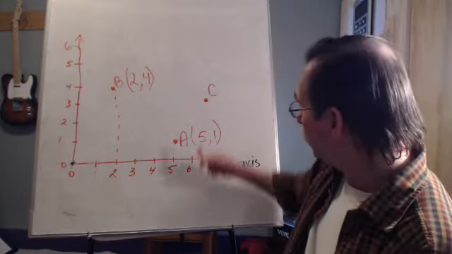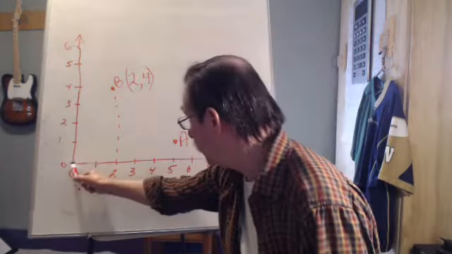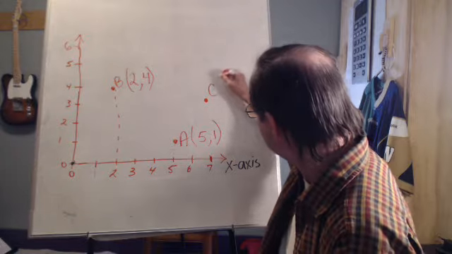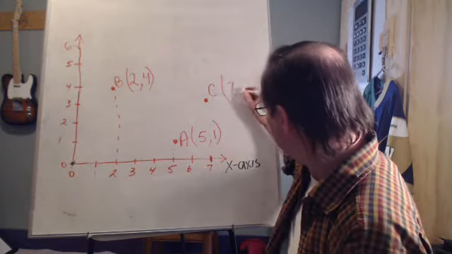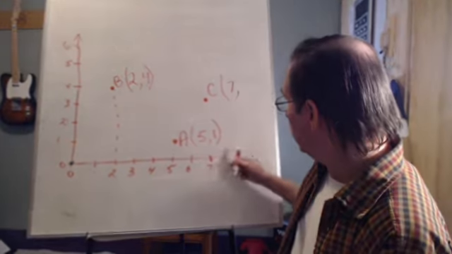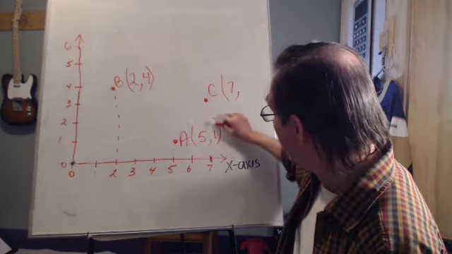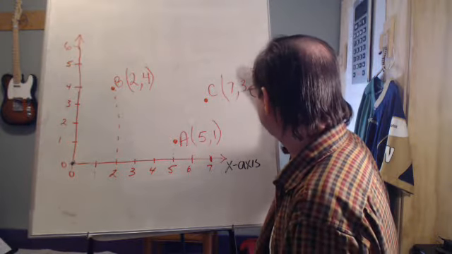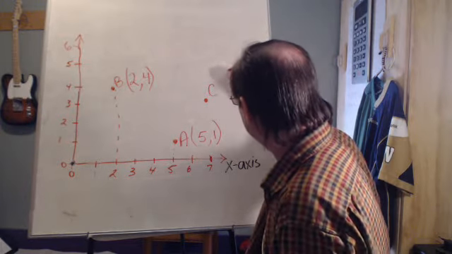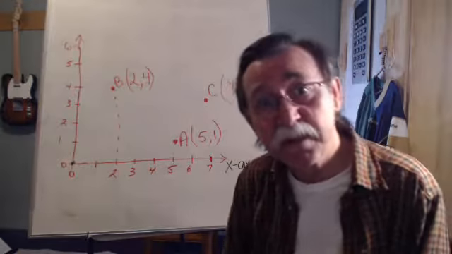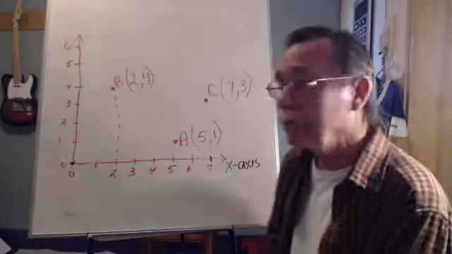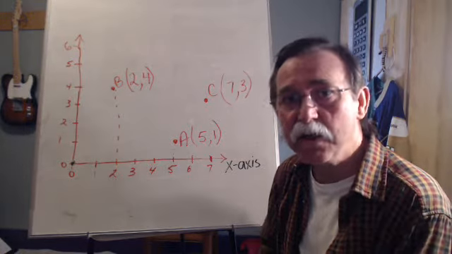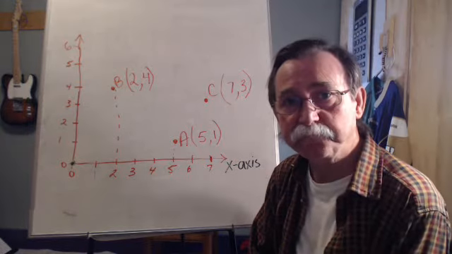And finally, we went to C. Start at 0, go across till we get to where the number is. Oh, that must be a 7. There's my bracket. There's my 7. Okay, how high did we climb? Looks like we're at about the number 3. I'll just make that nicer there. So C is at the point 7, 3. We say the coordinates of C are 7, 3.